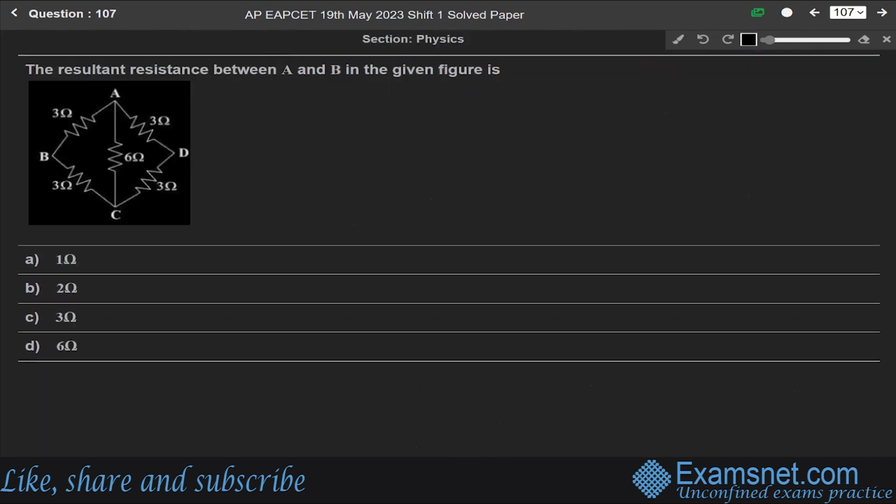Now, next question 107. The resultant resistance between A and B in the figure is... So this question is from the chapter of current electricity. We have to find the resultant resistance between point A and point B. We can rearrange this figure as, let us say, this is point A.